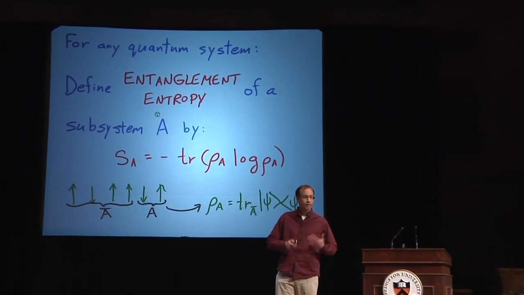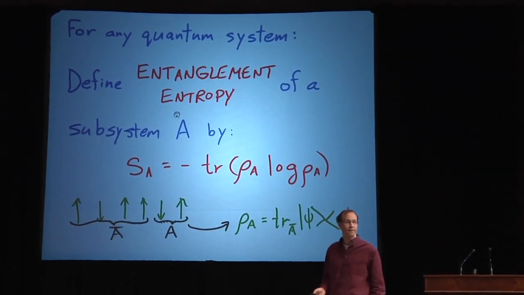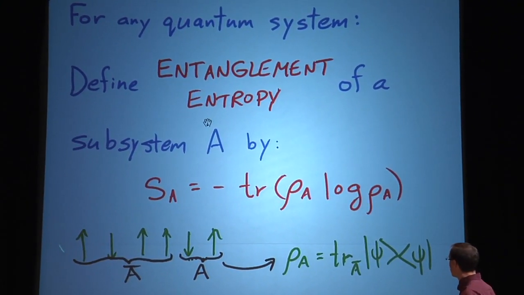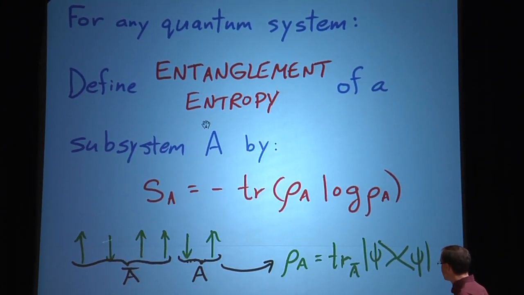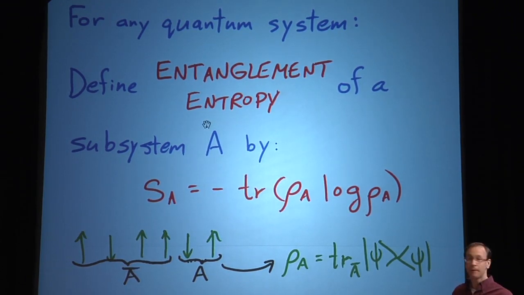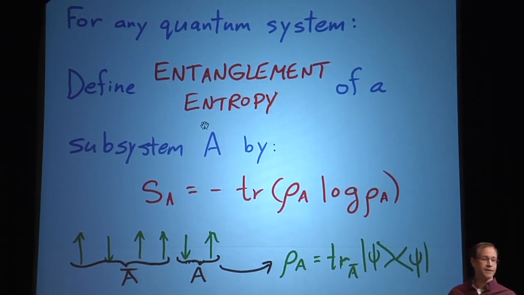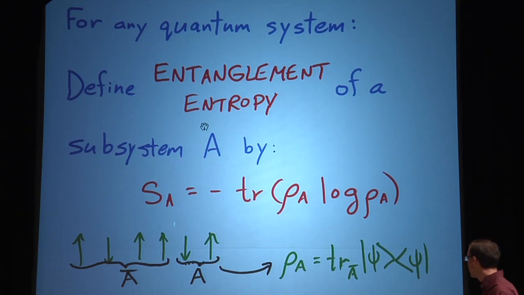So the starting point is to recall the definition of entanglement entropy. If we have any quantum system that I could divide into two subsystems, A and A bar, then to define entanglement entropy, you calculate the density matrix for the subsystem A, and then you calculate the von Neumann entropy for that density matrix. And this provides a quantitative measure of entanglement between this subsystem and this subsystem.